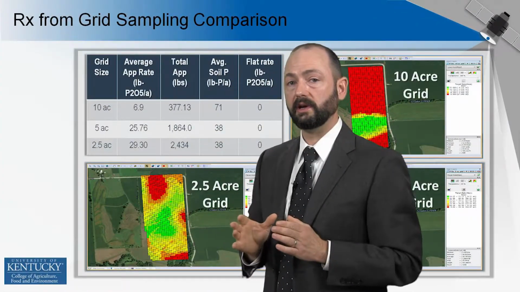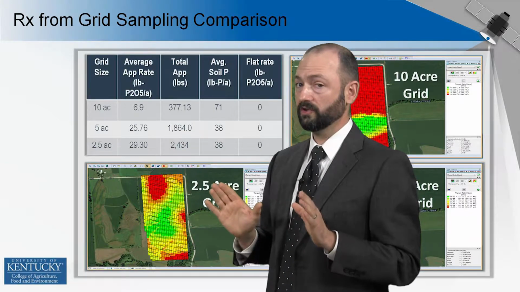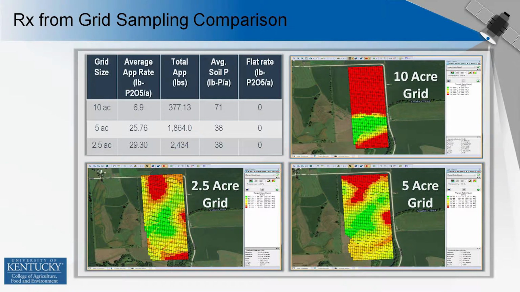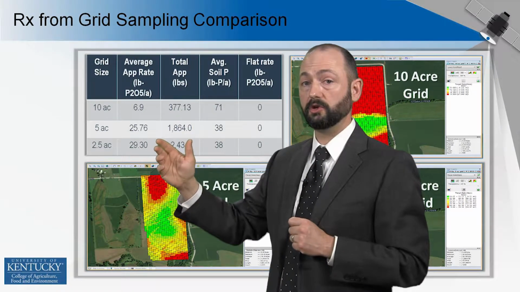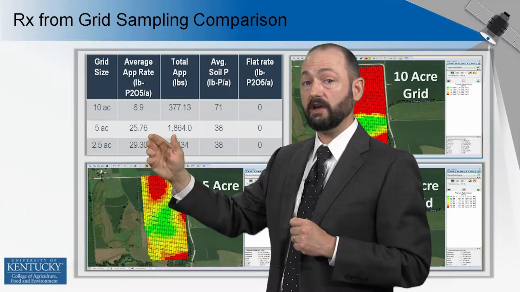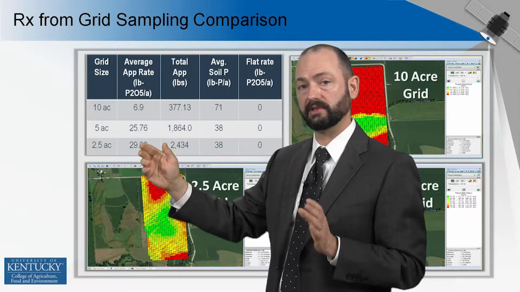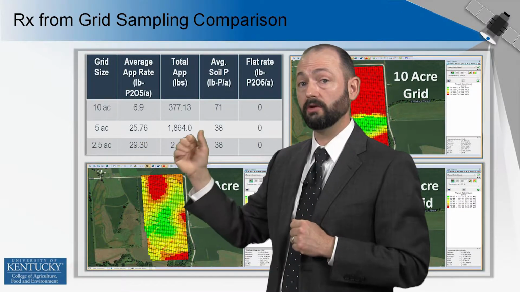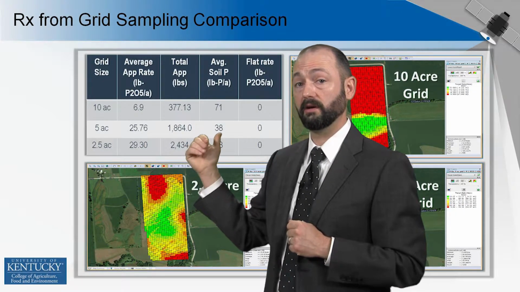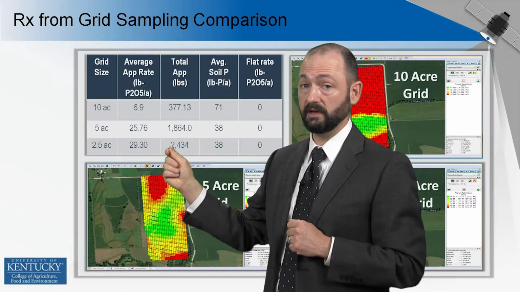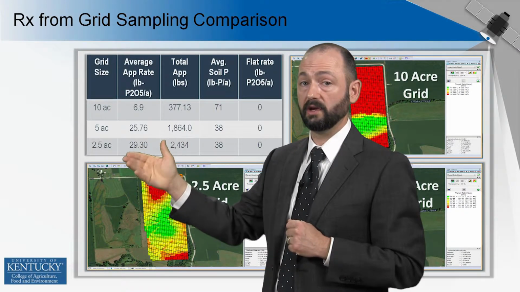So what we ended up seeing in this example was that, first of all, we weren't cutting back our phosphorus application by breaking the field up into smaller areas. If we look at the total amount of phosphorus that was applied, we're applying the most with the 2.5 acre grid. If we had done a flat rate and combined all the soil samples taken in that field into one sample and sent it off to the lab, the recommendation would have been for 0 pounds per acre of phosphate. So in this situation, we probably would gain some yield advantage by using an intensive grid sampling.